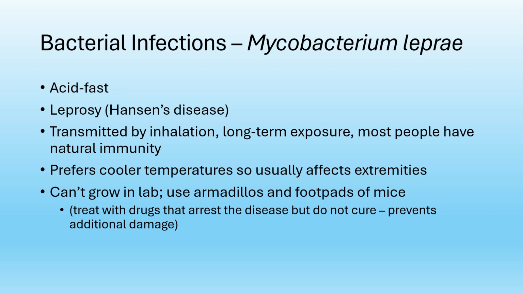Mycobacterium leprae. This is an acid-fast. In the Mycobacteria genera, it does not take the gram stain very well because of the high lipid content in the cell wall, so it's an acid-fast one. This is the causative agent of Hansen's disease, which was formerly known as leprosy.